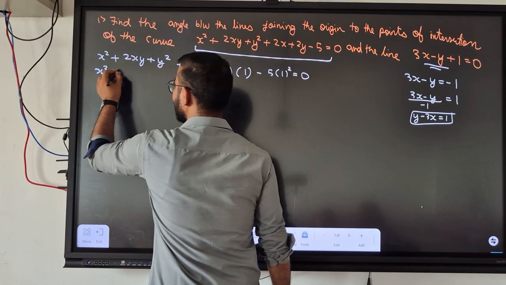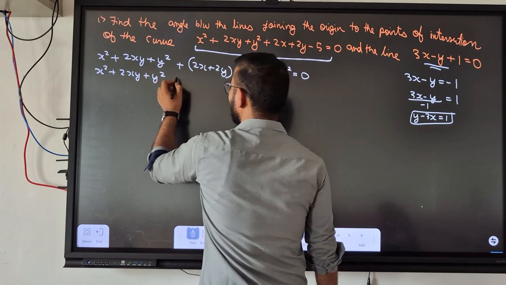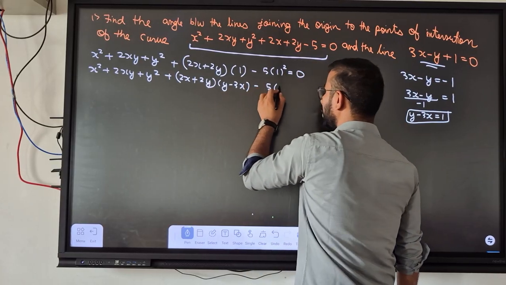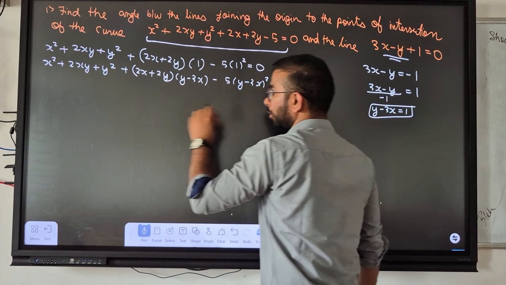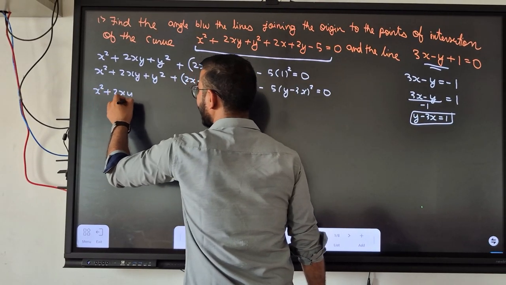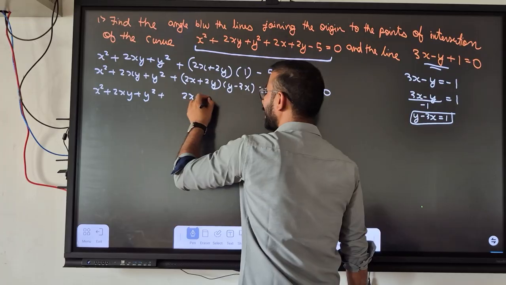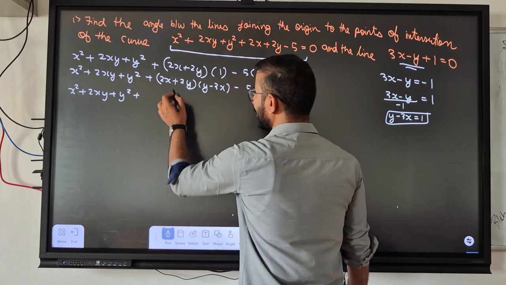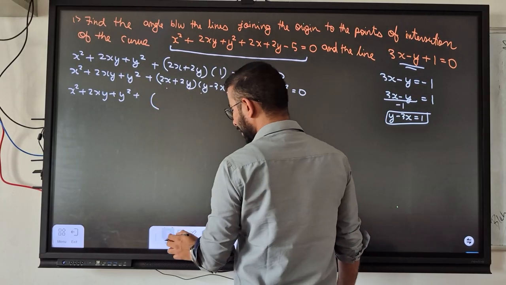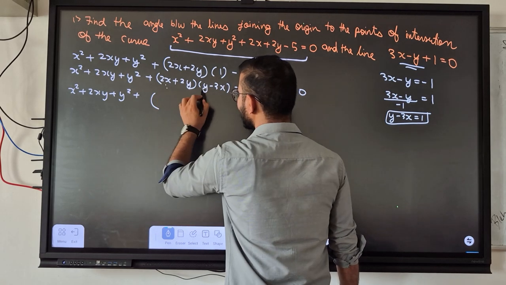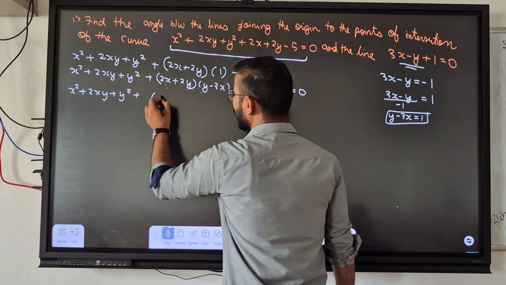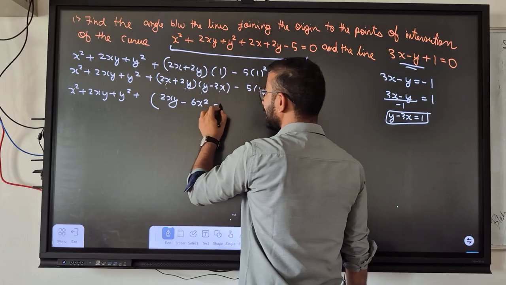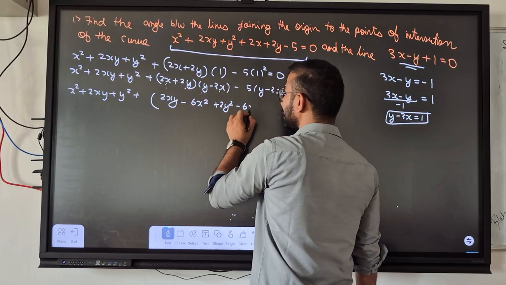So this is x square plus 2xy plus y square plus 2x plus 2y whole multiplied by y minus 3x, minus 5 into y minus 3x whole square equal to 0. Let's see what our terms will become. Let's multiply first 2x into y. So 2x into y, we'll get 2xy. 2x into this, what we'll get is 6x square. This is 2y square minus 6xy.